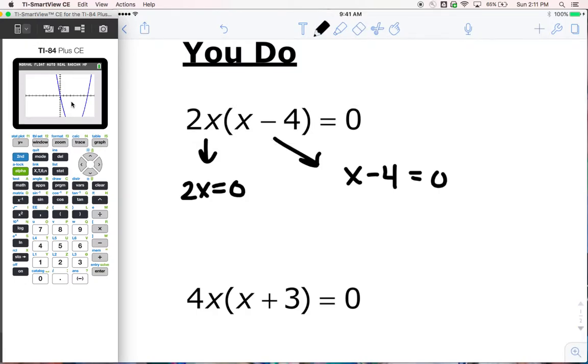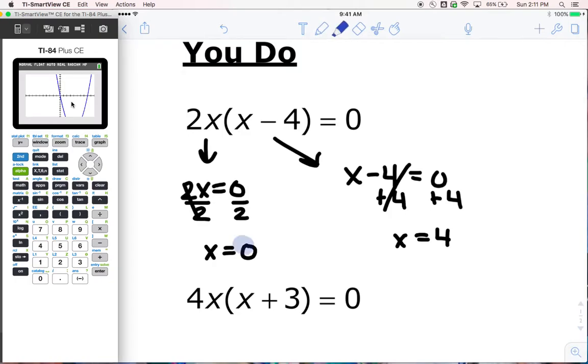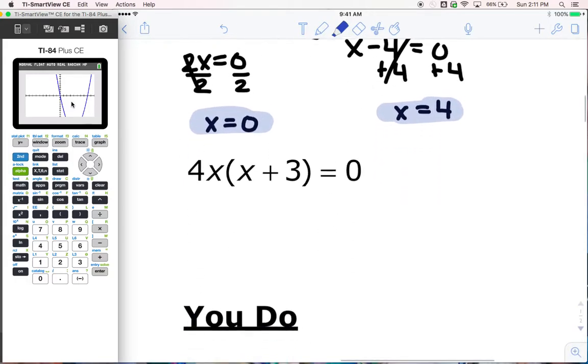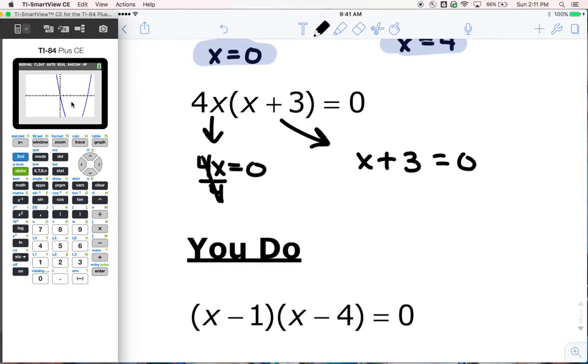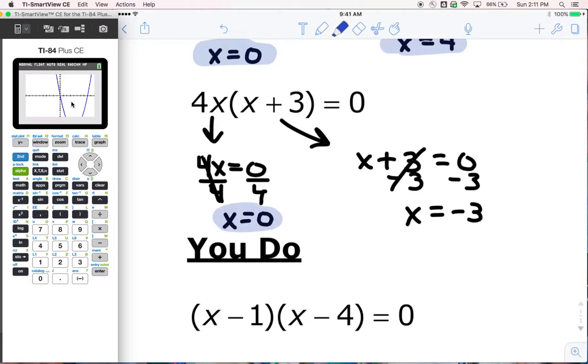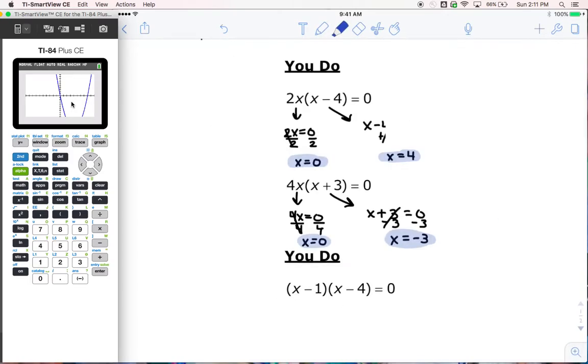All right, so now I got to solve for x, which means I just got to divide out this 2, and 0 divided by 2 is just 0. And here I'm going to add 4, which means on the right here I got x equals 4. So I either have x equals 0 or x equals 4. And you can plug it in your calculator if you want to check it. On the next one, same thing. Either this outside term is equaling 0, or the parentheses is equaling 0, or both. So we're going to solve for x to figure out what's going on. Okay, so this x is 0. Subtract 3 here, or this x is negative 3. All right, so either x is 0 or x is negative 3.